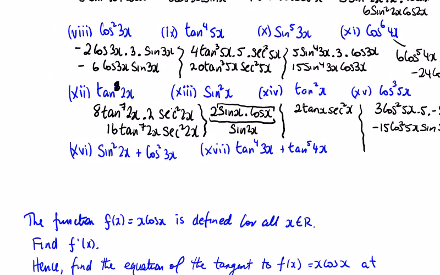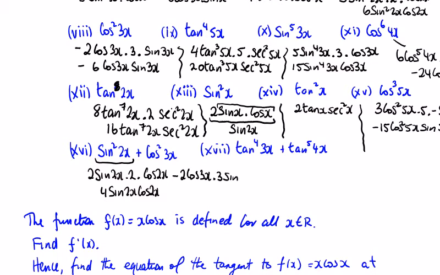Now just some additions done the same way. So we're going to get 2 sine 2x times 2. Sine 2x goes to cos 2x. So this one's going to be 4 sine 2x cos 2x plus, well, is it going to be a plus? It's going to be a minus, isn't it, here? Cos squared 3x goes to 2 cos 3x times 3. And cos x goes to minus sine x. So cos 3x goes to minus sine 3x. So minus 6 cos 3x sine 3x. So hopefully with this last one of these, you're getting the idea.